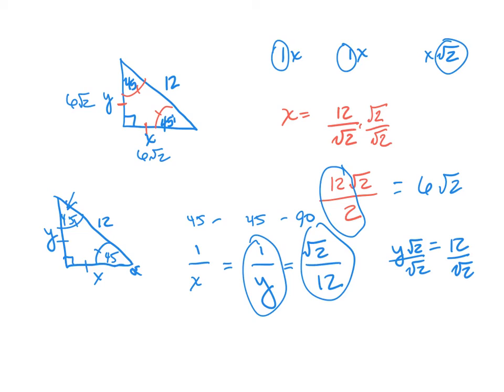And remember, you don't put your elbows on the table, you don't eat with your mouth open, and you don't have a radical in the basement. Don't know why that's a rule, but it is. So we need to multiply that by root 2 over root 2 to get rid of the radical. And I get 12 root 2 over 2, which is 6 root 2.